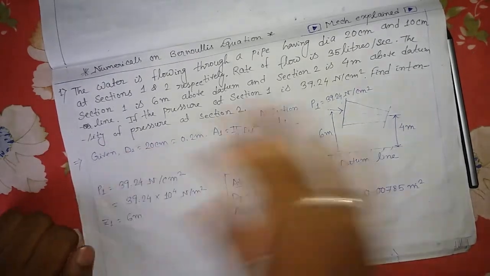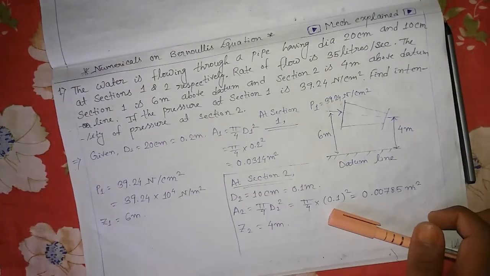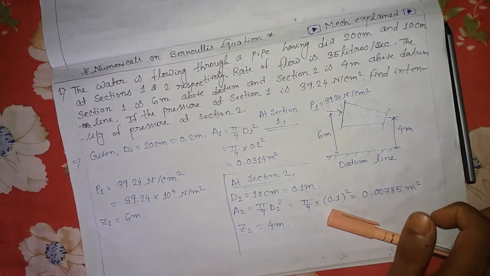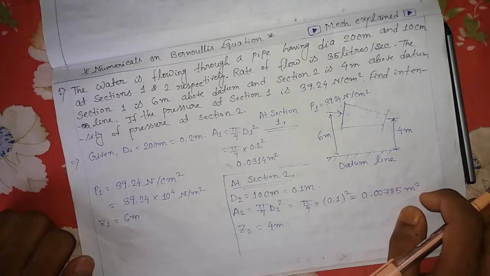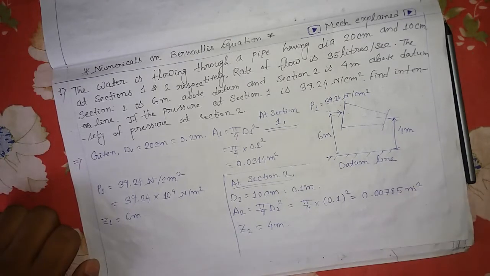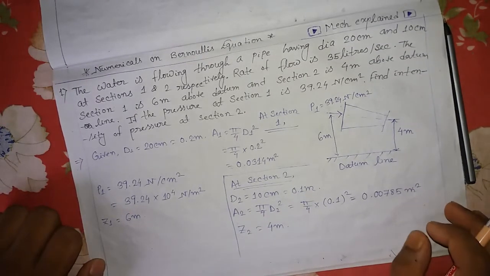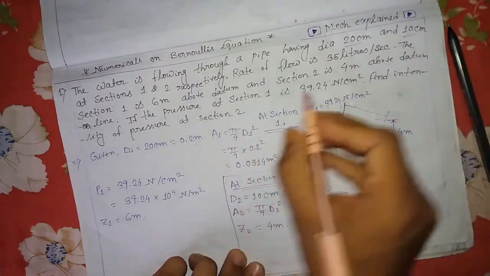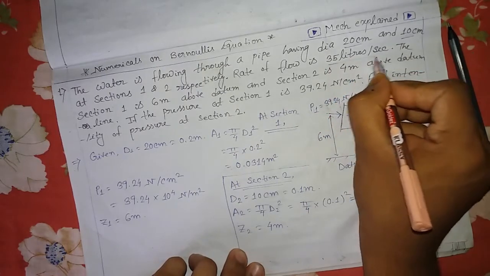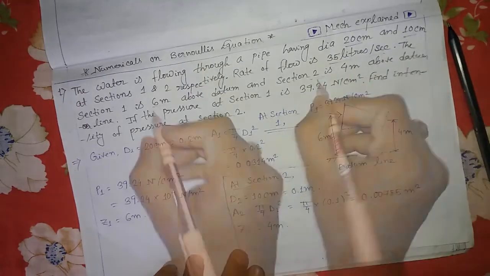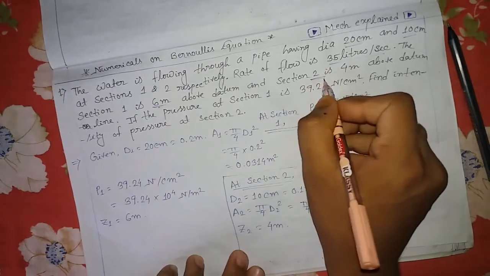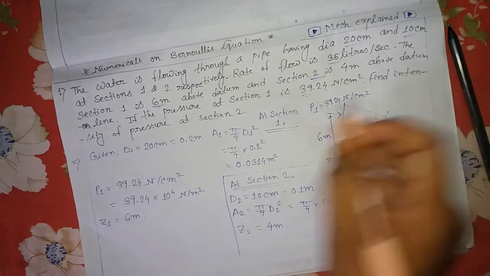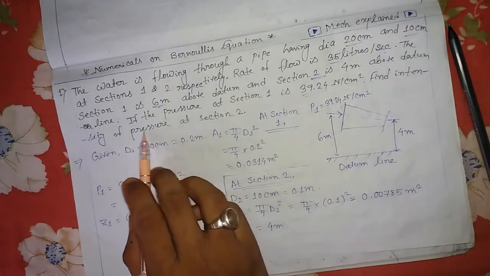After such a big question comes, in the first few seconds you have to think which formula you have to use in this situation. This is the first thing you have to know before doing any kind of math or numerical. So in this situation, which things are given? The diameter is given. The rate of flow Q is given. The height from the datum line is given, and the pressure at section 1 is given, and they are asking us to find the pressure at section 2.